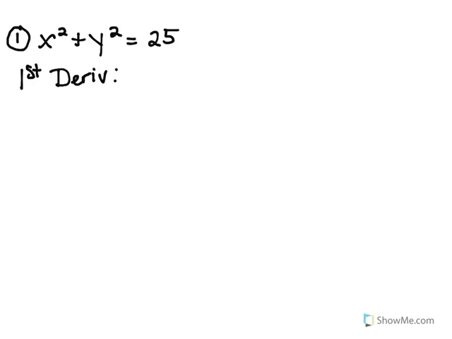So our first example, x squared plus y squared is equal to 25. So the first thing we need to do is find the first derivative. So I start with the derivative of x squared being 2x. Then the derivative of y squared is 2y dy/dx. And then that's equal to the derivative of 25, which is 0.